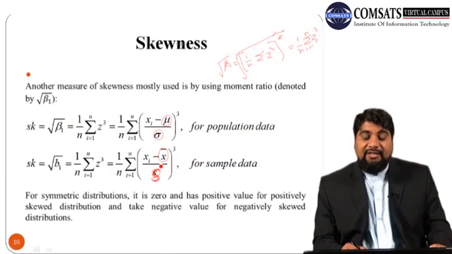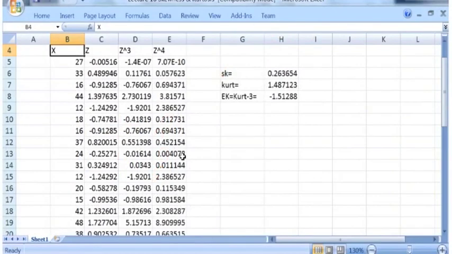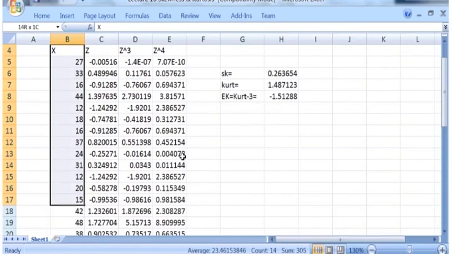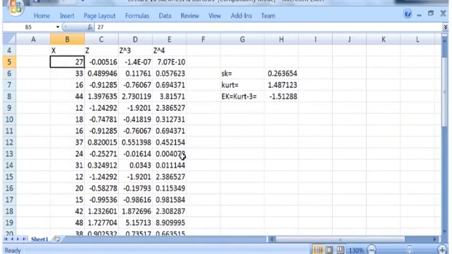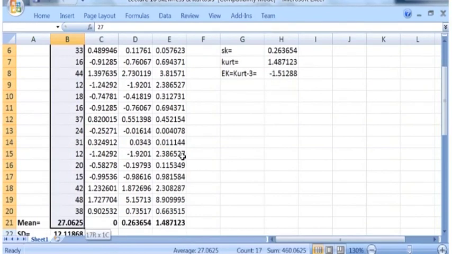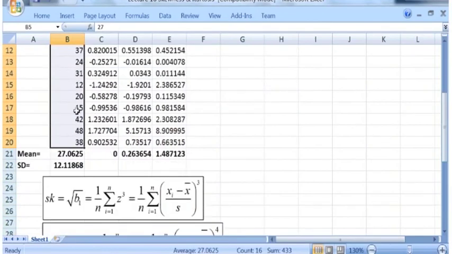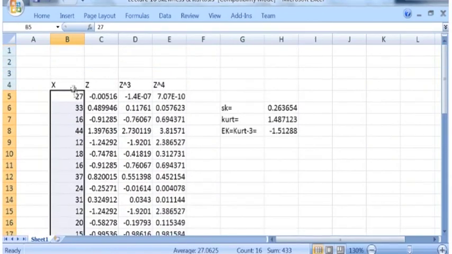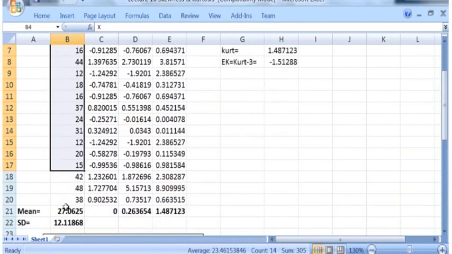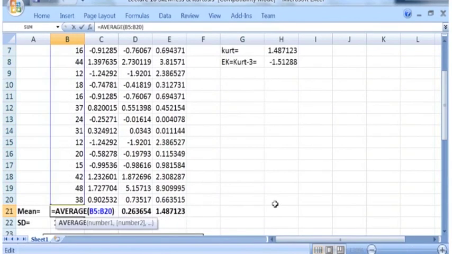So before moving ahead, I am going to use this formula to calculate skewness using Microsoft Excel. So here is the data in Microsoft Excel. I have just taken hypothetical data. I have labeled this data as X, and it contains 16 observations. The first observation is 27, next 33, and it goes up to 38. So first we can use the average built-in function to calculate the mean value.